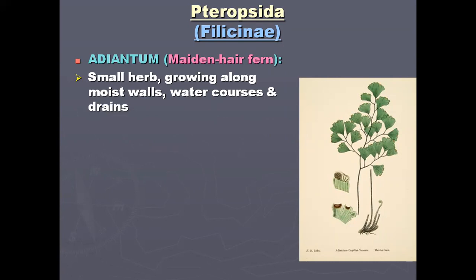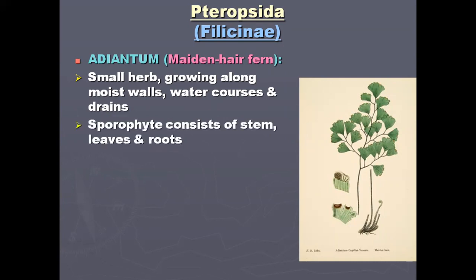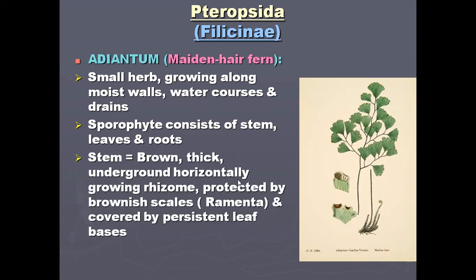Adiantum is a small herb growing along moist walls, water courses, and drains, very commonly observed. It is used as an ornamental plant also. The sporophyte consists of stem, leaves, and roots. What do we mean by this? By this, we mean that it has vascular bundles.